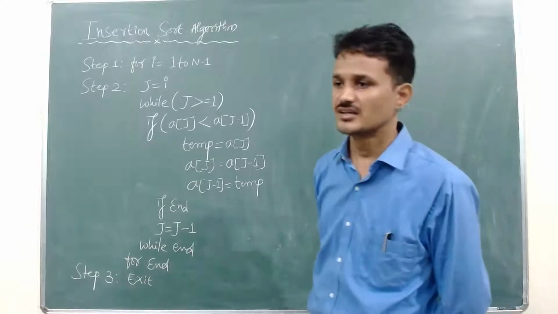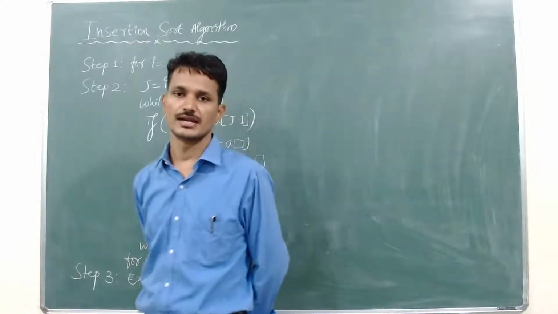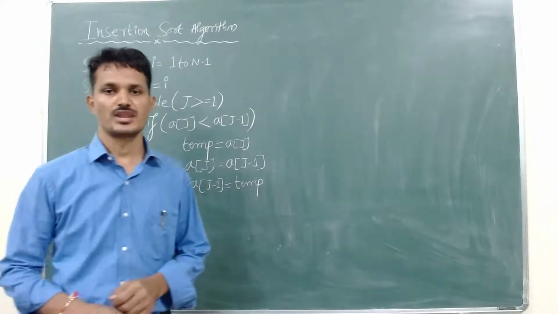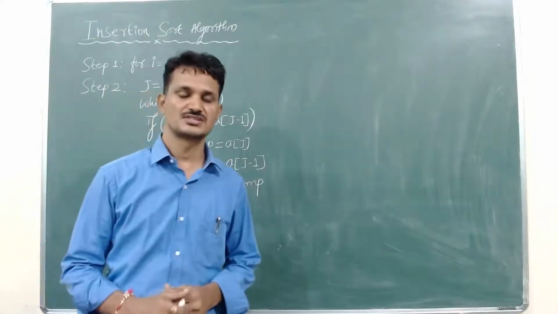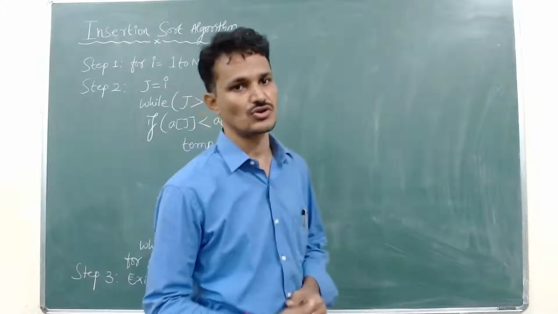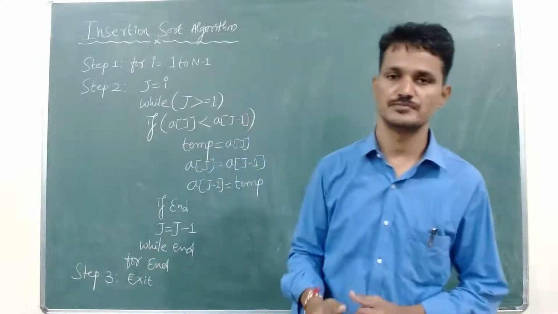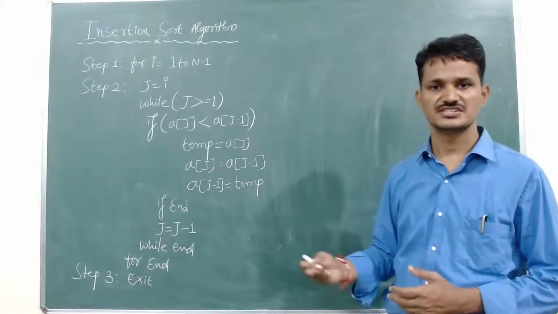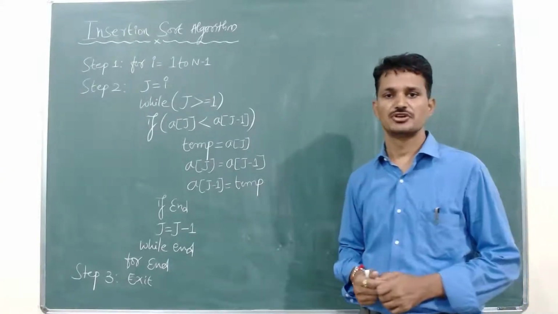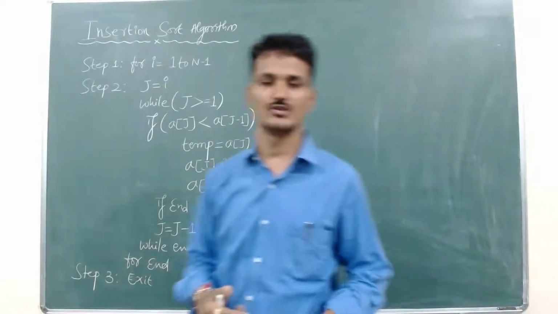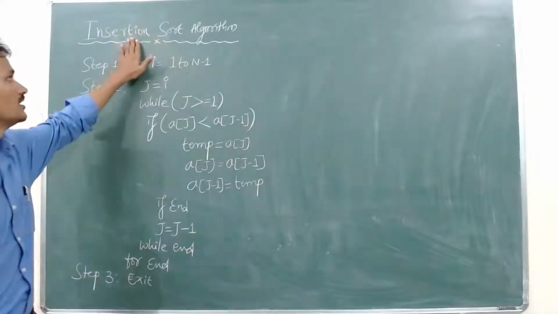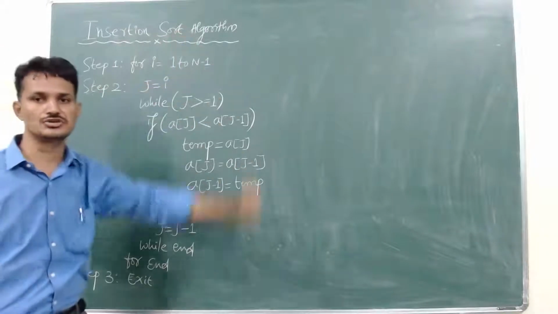There are different types of sorting algorithms. We just mentioned some of them: bubble sort, selection sort, radix sort, merge sort, heap sort, quick sort, bucket sort, and insertion sort. But for the 12th standard, we have only one beautiful sorting algorithm, the insertion sort algorithm.